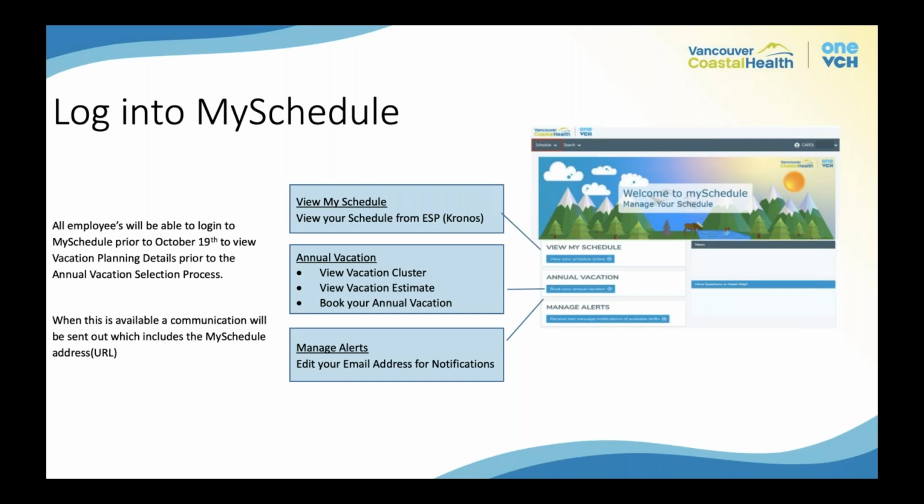Under the Annual Vacation button in the middle left, you can see all the information about this process for yourself personally, such as what vacation cluster you're in, your seniority ranking within that cluster, what your vacation estimate is for the year available, as well as, as we move through the process, what you have already had approved in previous rounds, and what is available for requests in the current round.